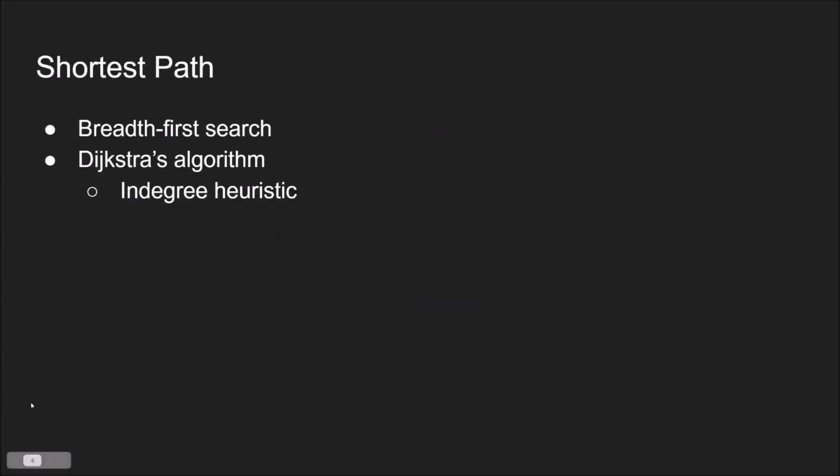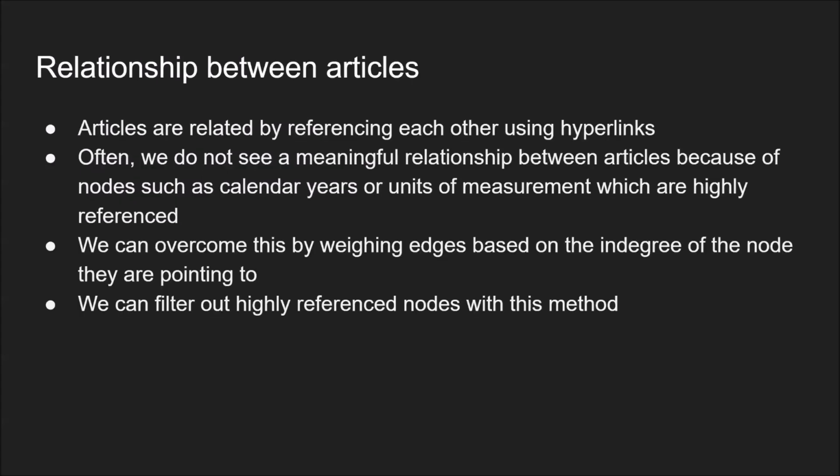So to find the relationship between two articles, we tried two different approaches. The first one was a simple breadth first search where we found the shortest path on an unweighted graph between two nodes. And we tried a different and more unique approach by using Dijkstra's algorithm and converting our graph to a weighted graph using the in degree heuristic.